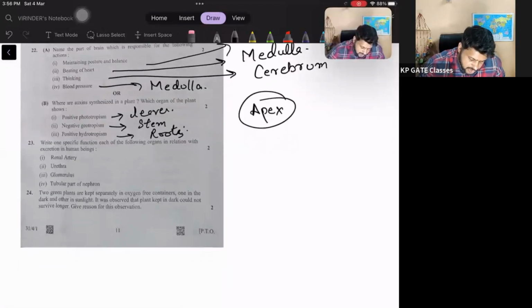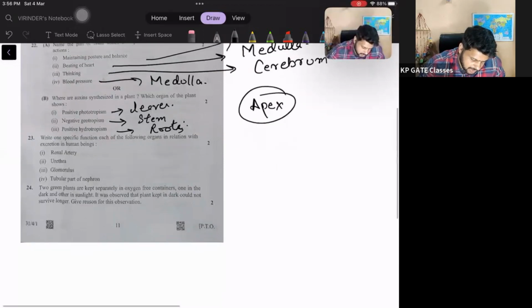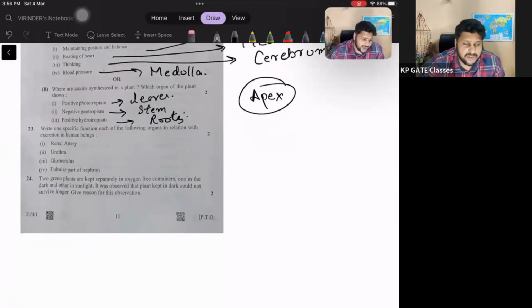Write one specific function of each of the following organs in relation to excretion in human beings. Renal arteries, they carry blood from aorta to kidney. So this is its function. Urethra. Urethra allows urine to pass out from our body. Glomerulus, it is the filtering unit of the kidney. This is basically filtering the blood.